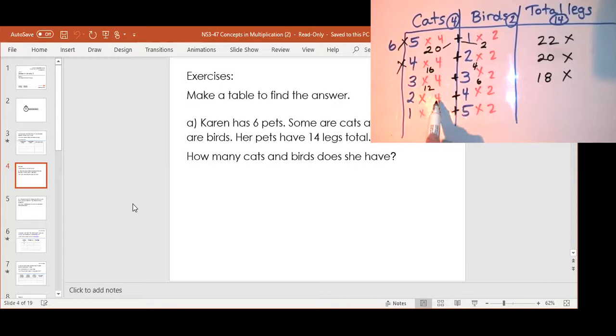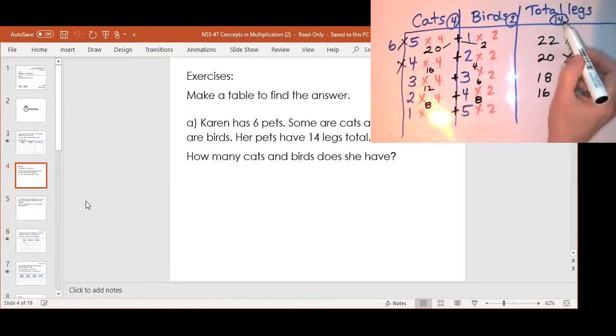2 groups of 4. Now we're doing, if she had 2 cats, how many legs would 2 cats have? 2 cats have 8 legs. And if she has 4 birds, they have 8 legs. So we've got 8 plus 8, 16. Is that the right answer? No, can't be that. It's got to be the last one.